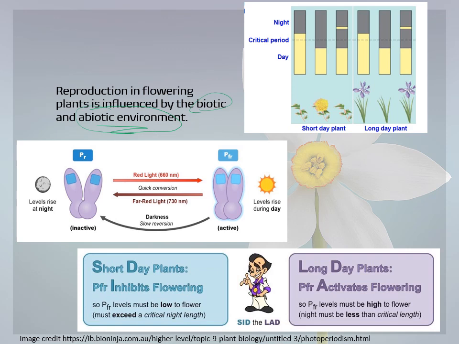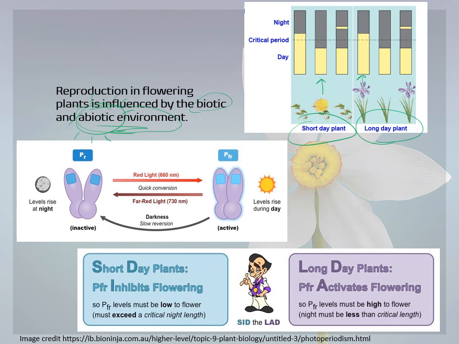Abiotic environment, we're going to talk about sunshine the most here. So we've got these short day plants and these long day plants. You can probably guess that short day plants bloom when they have short days, and long day plants bloom when they have long days. But a bad piece of the naming of these plants is that it's not about the day.